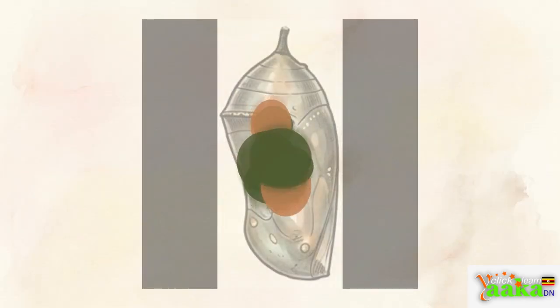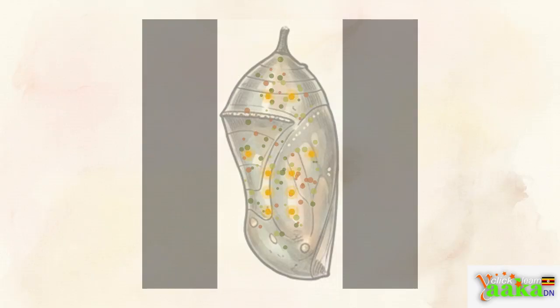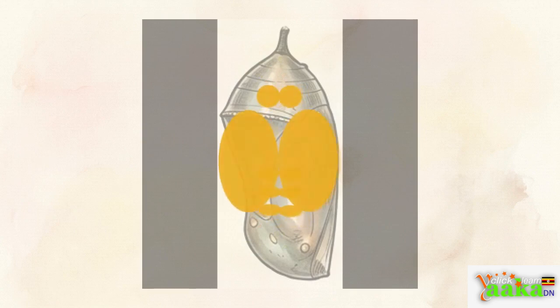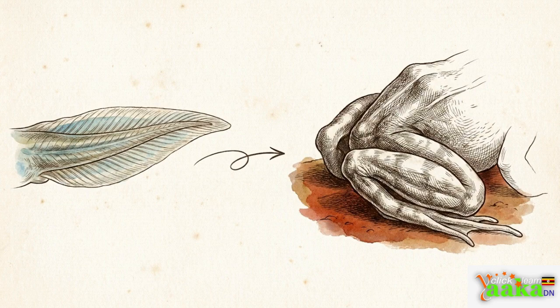The existing larval tissues are systematically broken down and liquefied by powerful enzymes. Amidst this destruction, specialized cell clusters called imaginal discs survive. Fueled by nutrient-rich fluid, they multiply. These expanding discs differentiate, locking together to construct the complex features of the adult body: compound eyes, jointed legs, and wings.